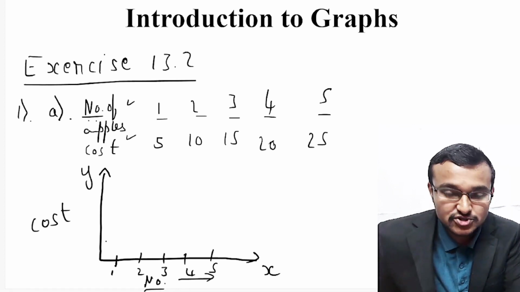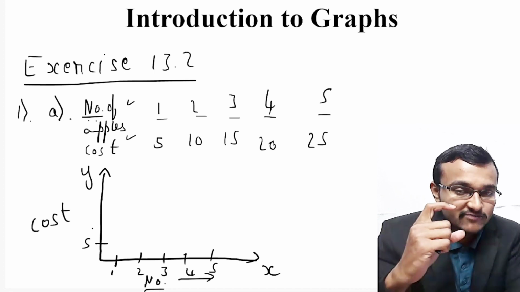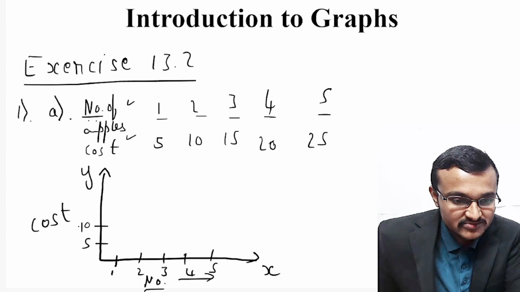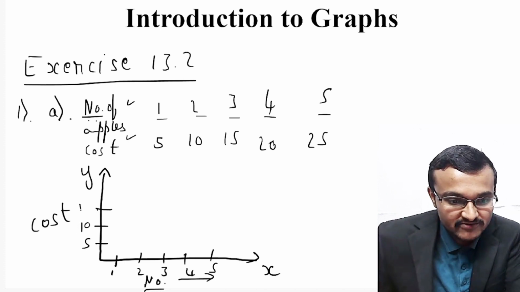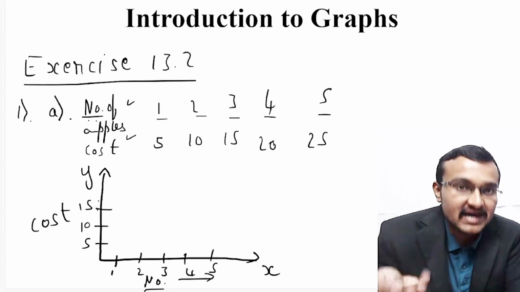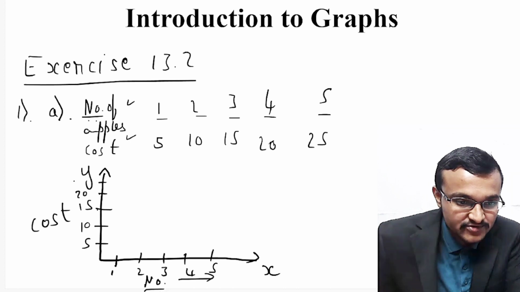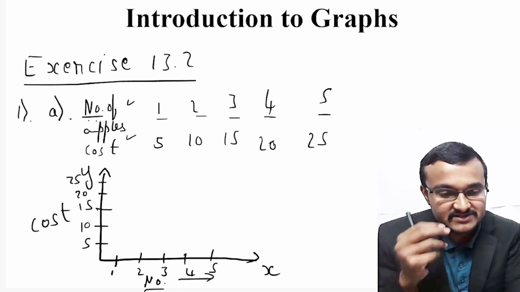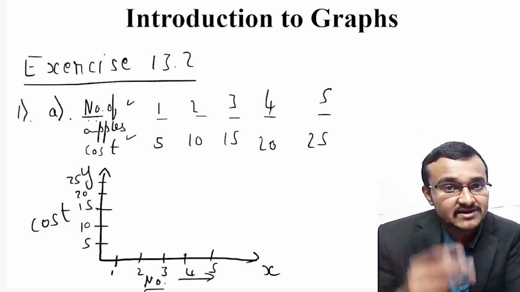Here on the y-axis also you should do proper scaling. I am taking 1 unit on the y-axis as 5 rupees, and the second unit will be 10 rupees because the difference between 5 and 10 is again 5. The third unit will be 15 because the difference between 15 and 10 is again 5. The fourth unit will be 20 and the fifth unit will be 25. So here also you can clearly see there is a difference of 5 in each unit. This is how you should set a particular axis.